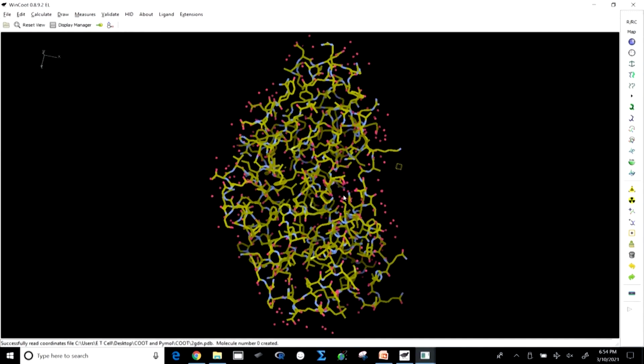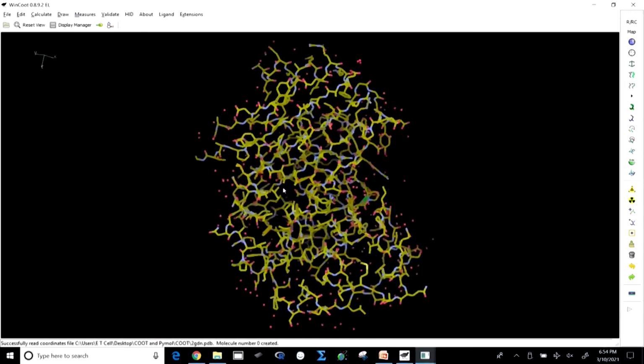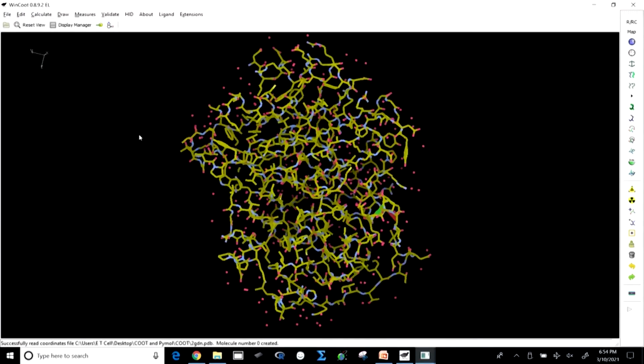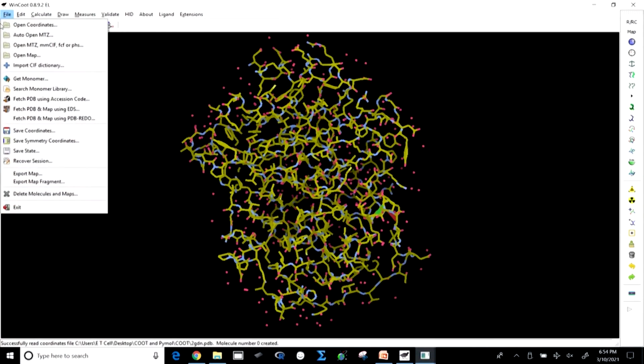You will see that, as I told earlier, in PyMol, Chimera, VMD, you will see much better representations, but COOT is what would help us to function. So, here you get open coordinate, auto open MTZ, open MTZ, MMC, FCF, PHS, open map, import zip dictionary, which is a very good one.